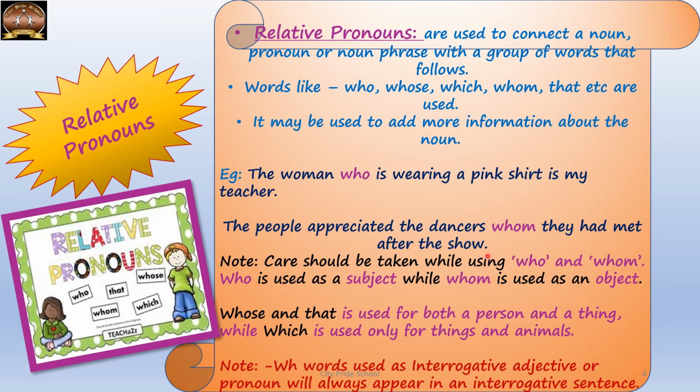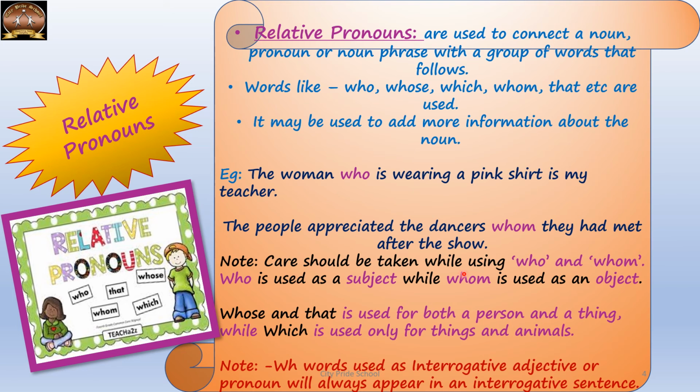Now we have to be very careful in using who and whom. Who is used as a subject while whom is used as an object. This I have already explained with the help of these two examples. And who and whom are always used for people, never for things, okay? Whose and that are used both for a person and a thing, but which is used only for things and animals. We should avoid using which for people. We never use which for people.